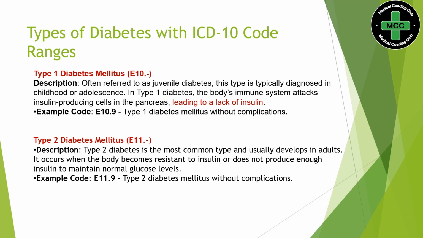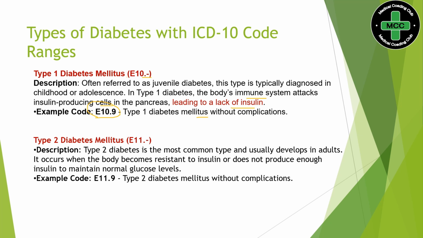Types of diabetes. Type 1 diabetes mellitus ICD code range is the E10 series. Type 1 diabetes is also called juvenile diabetes because it occurs in childhood or adolescence. It is common in children, and what happens here? The body's immune system attacks insulin producing cells in the pancreas, leading to a lack of insulin. Just as an example, type 1 diabetes mellitus without complication, we can code E10.9.